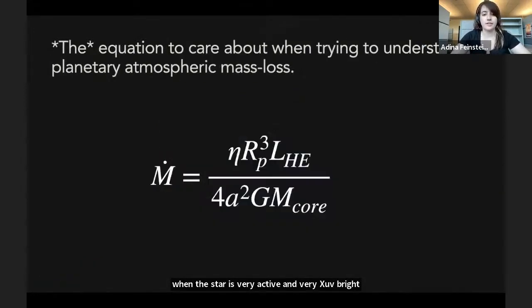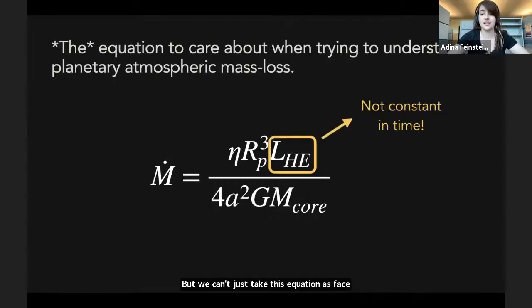Now, when we think about atmospheric mass loss, this is really the kind of core equation that we have in mind. Here we have m dot, which is your atmospheric mass loss, as it relates to the radius of the planet, the high energy luminosity of your star, the distance from the star to the planet, the mass of the core, and also some efficiency parameter eta. But we can't just take this equation at face value, because the high energy luminosity of your star is actually changing on many different time scales.